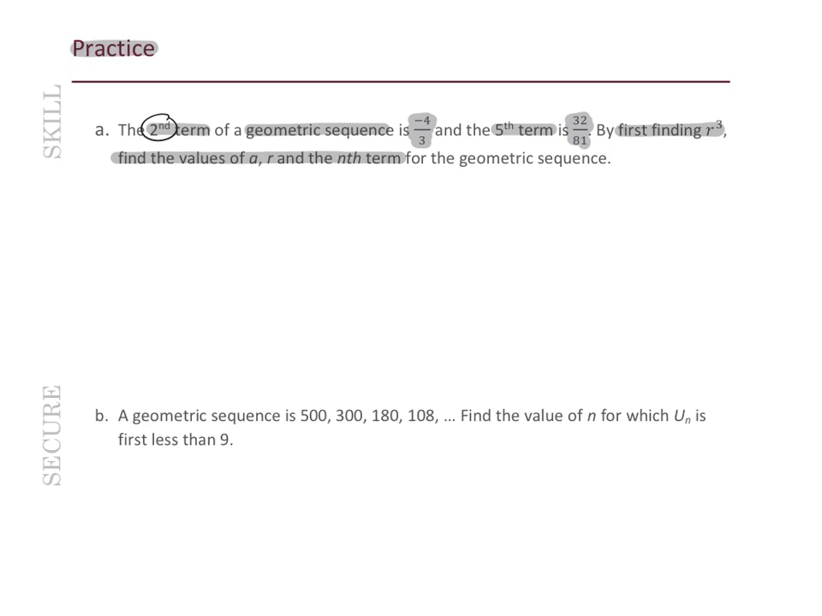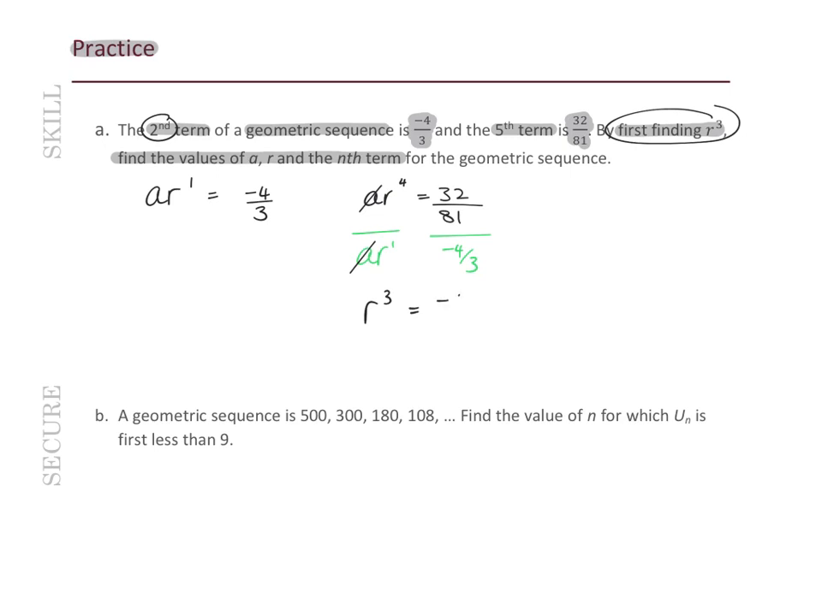Okay, so the second term, remember our mini formula, so that's ar to the 2 minus 1 is this, and ar to the 4 is this. So remember we said we can divide by ar, divide by minus 4/3. Now the a's cancel. I'm going to get r cubed by first finding r cubed, and then I need to put those fractions in my calculator. So that is minus 8 over 27, cube root, minus 2/3.